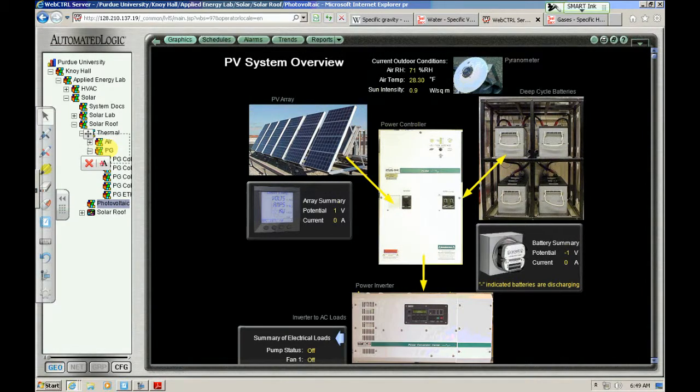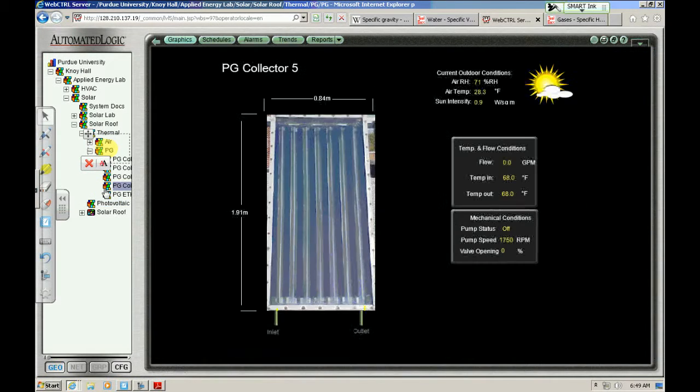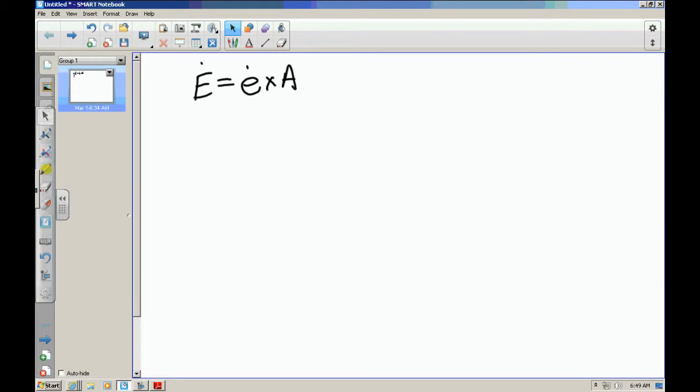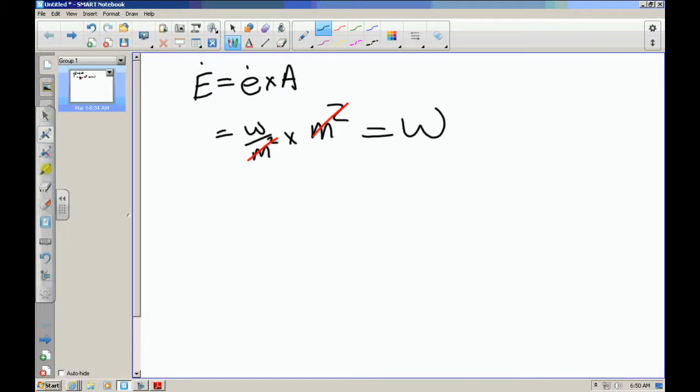The area of our collectors are in square meters. The pyrometer is in watts per square meter. Okay, so we are now at watts per meter squared times meters squared, and then we cross multiply, divide, and we end up with watts.